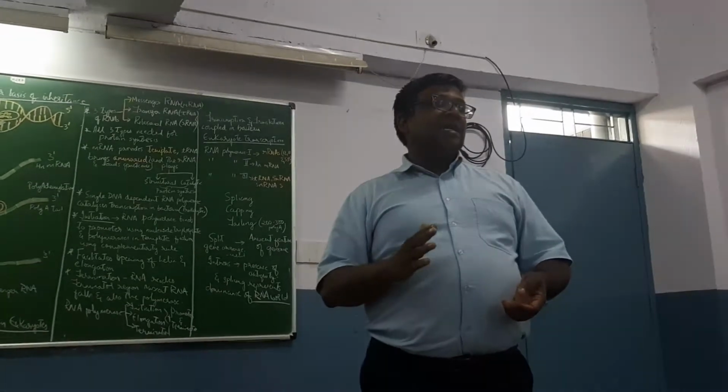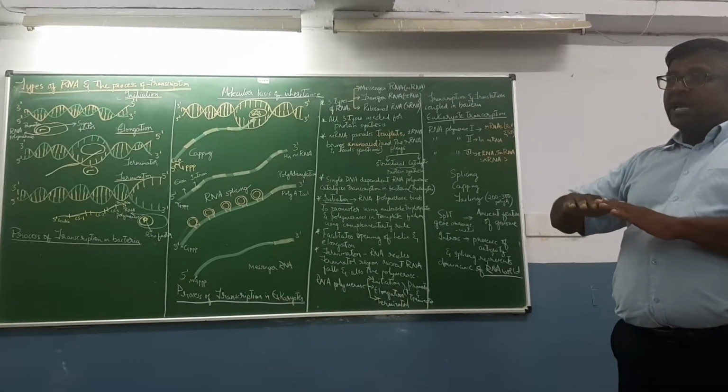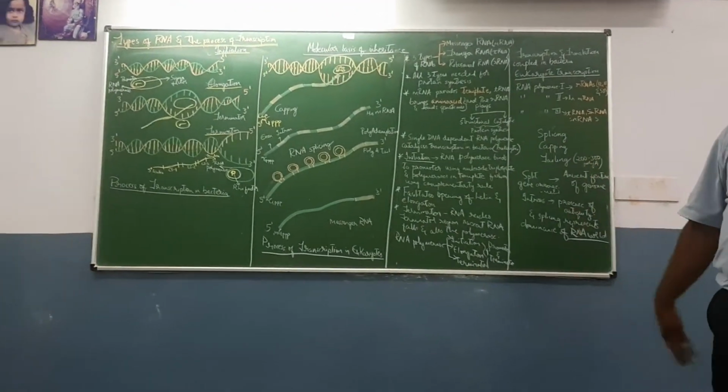This is what you have to understand about the types of RNA and the differences between prokaryotic transcription and eukaryotic transcription. So these are the facts that you have to know. In the next class I will be doing the genetic code.